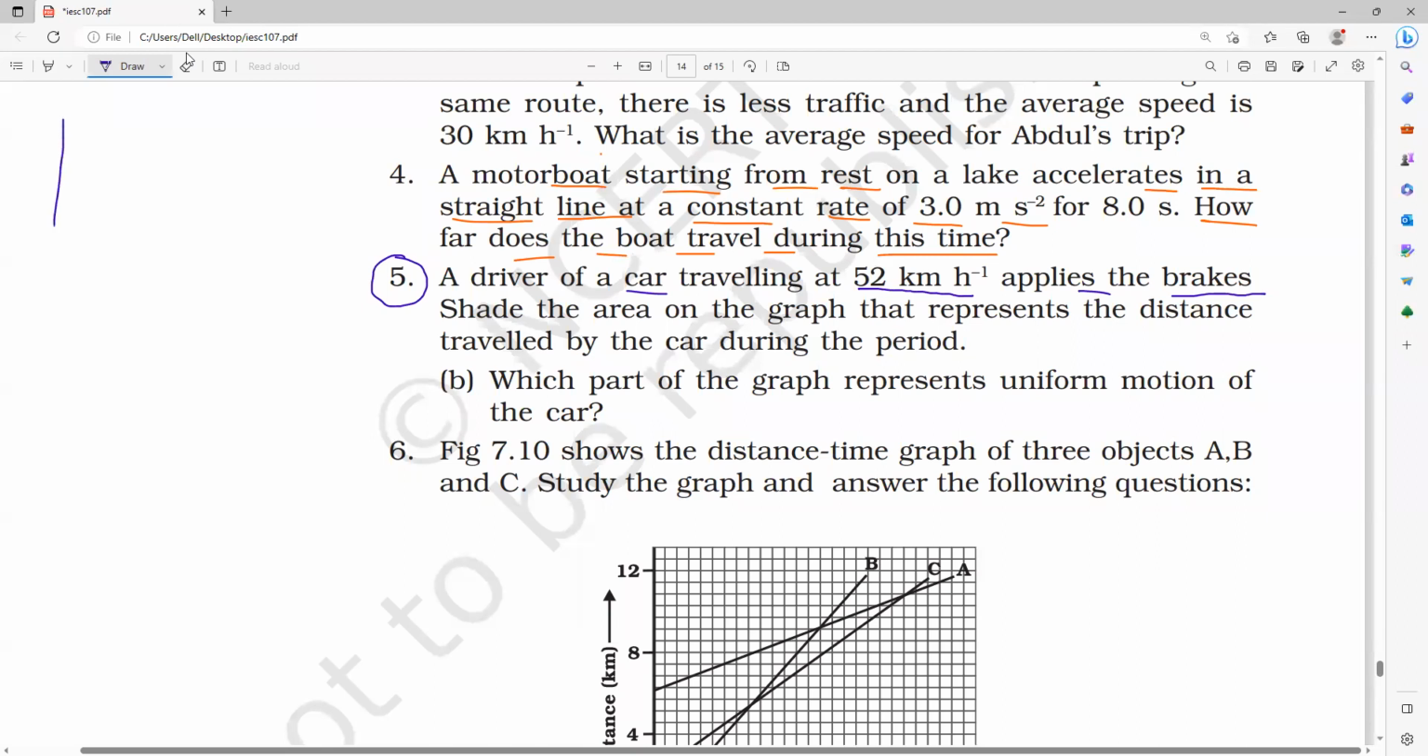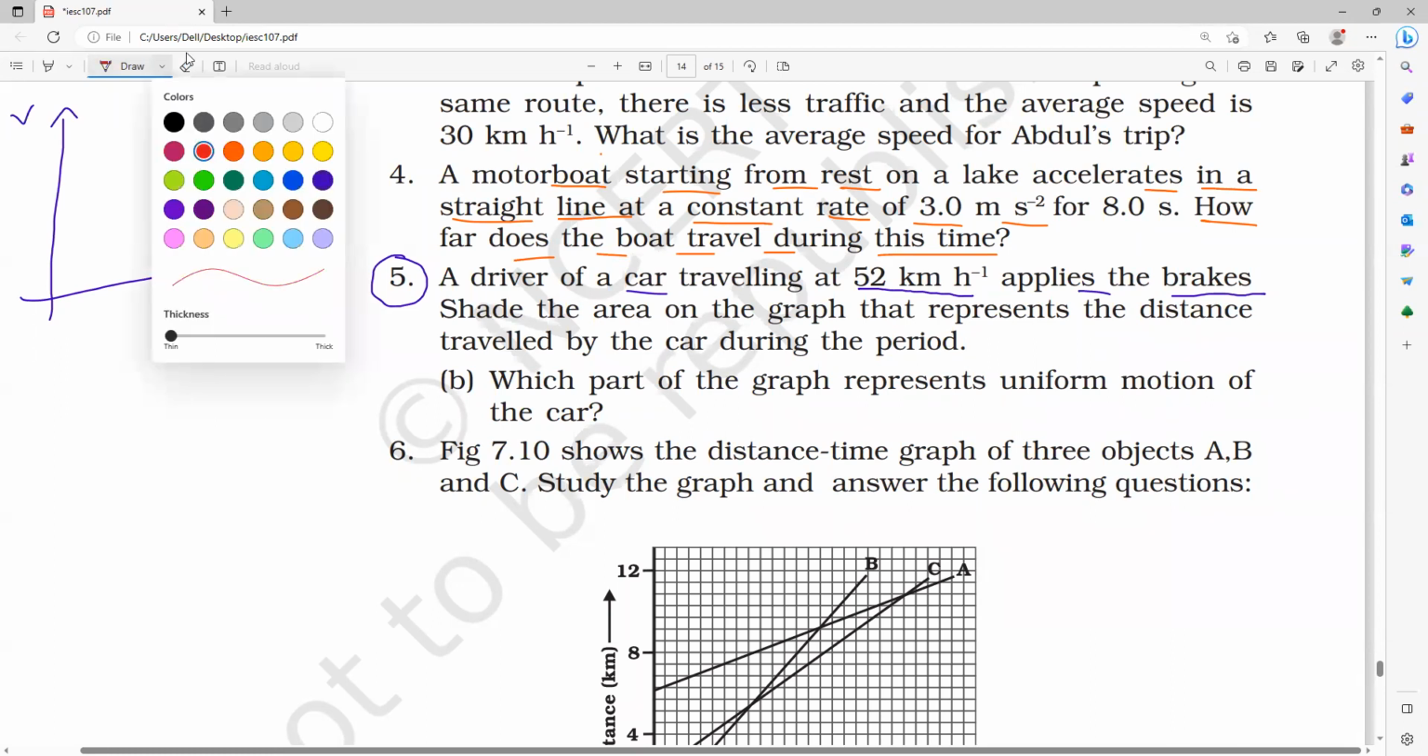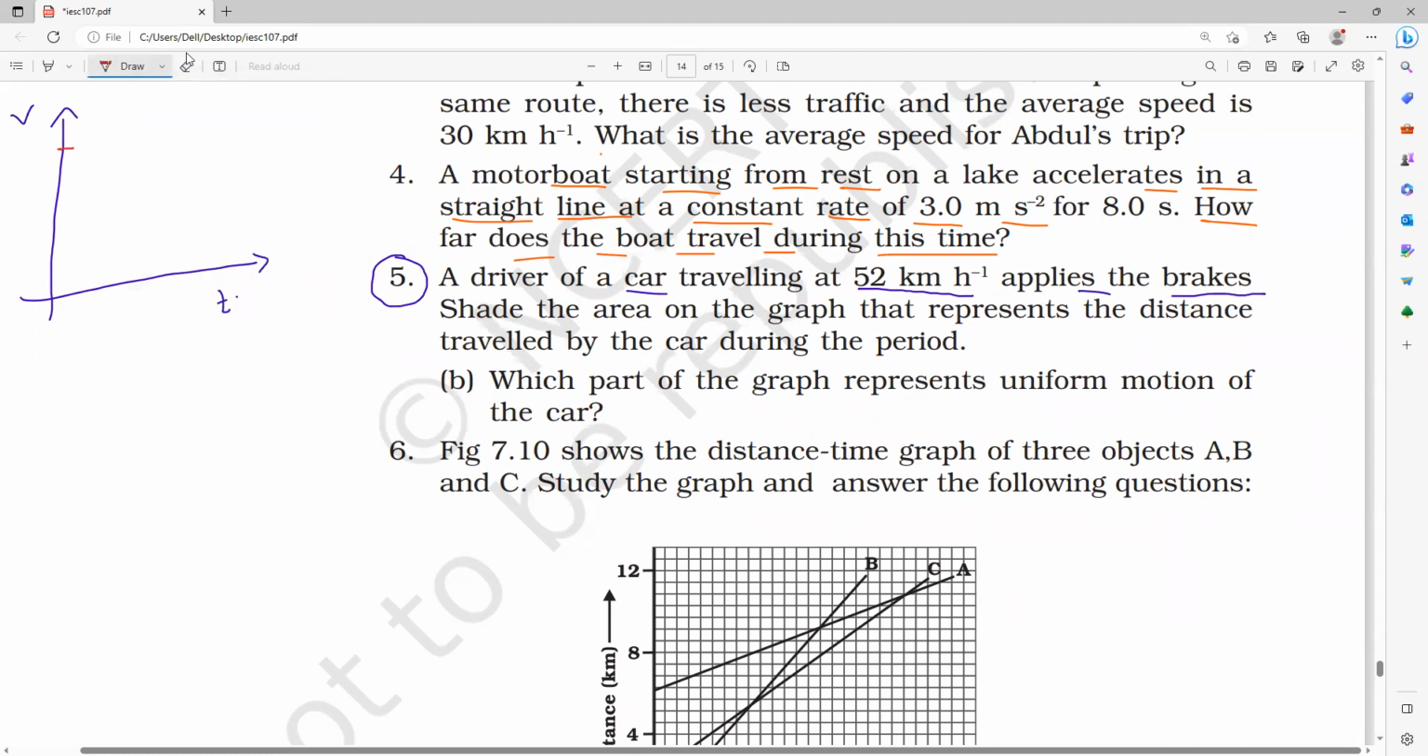Deceleration. Very good. So, what is the initial velocity of the car? 52 kilometers per hour. Yes, very good, 52 km per hour. Understand? So, the initial velocity of the car is how much, guys? All of you? 52 kilometers per hour.